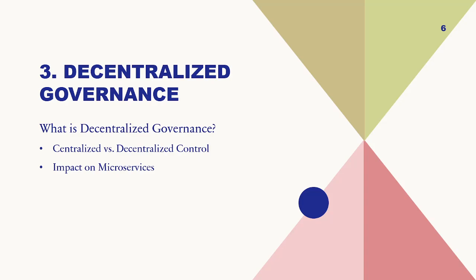So let's talk about the difference between monolith and decentralized control. In a monolith setup, there is usually a single tech stack chosen for the entire application. This can restrict innovation and agility. Decentralized governance, on the other hand, gives teams the freedom to experiment and pick tools best suited for their specific services.